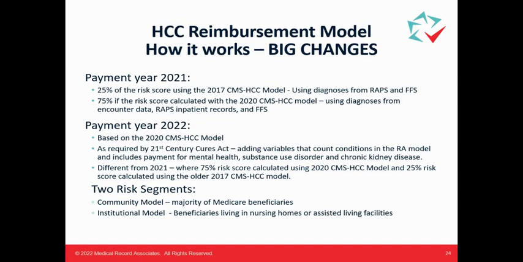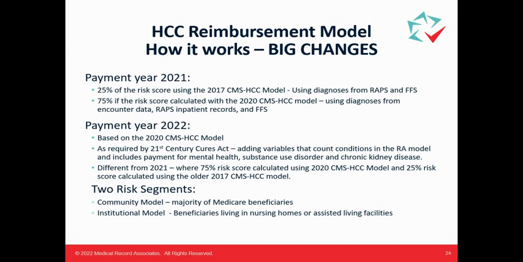Now, there's some big changes in the works, okay? So for payment year 2021, 25% of the risk score is using the 2017 CMS HCC model, using diagnoses from the RAPS and the FFS, the fee-for-service. Then 75% of the risk score is calculated with the 2020 CMS HCC model, using diagnoses from encounter data, RAPS inpatient, and fee-for-service. For payment year 22, it's changing even more.